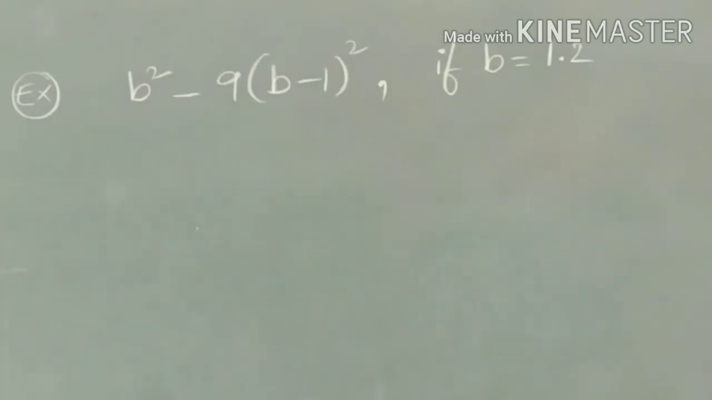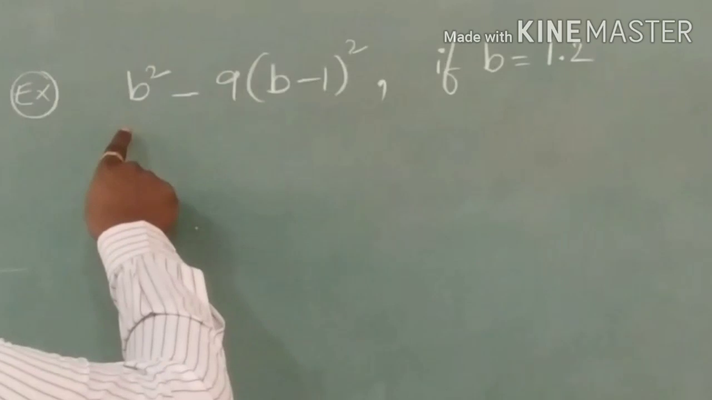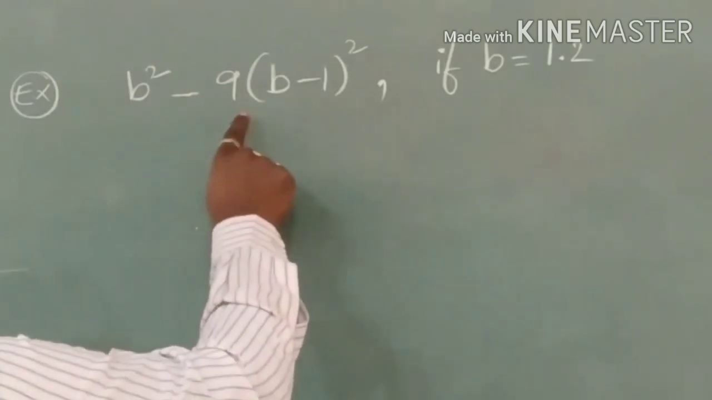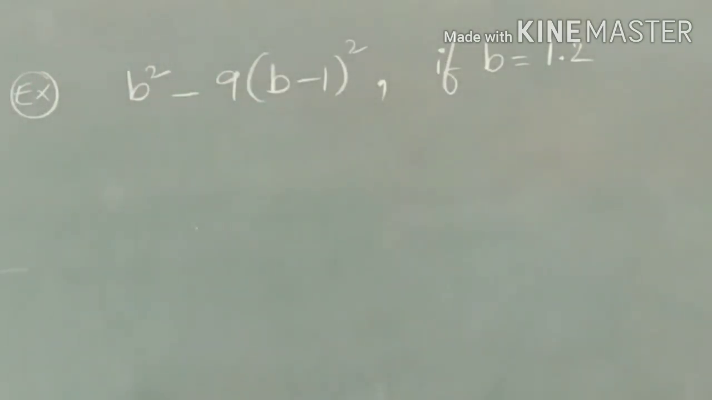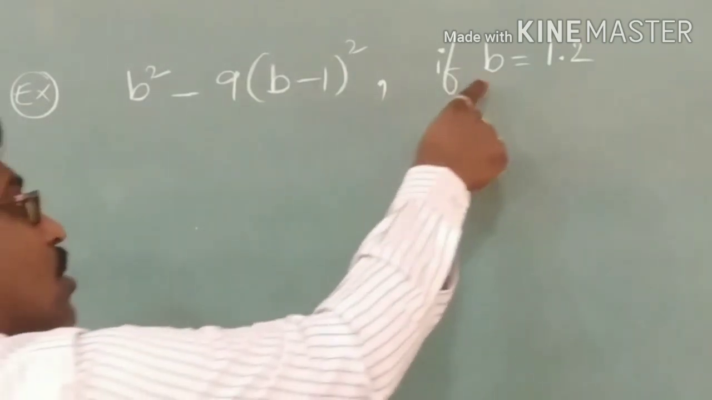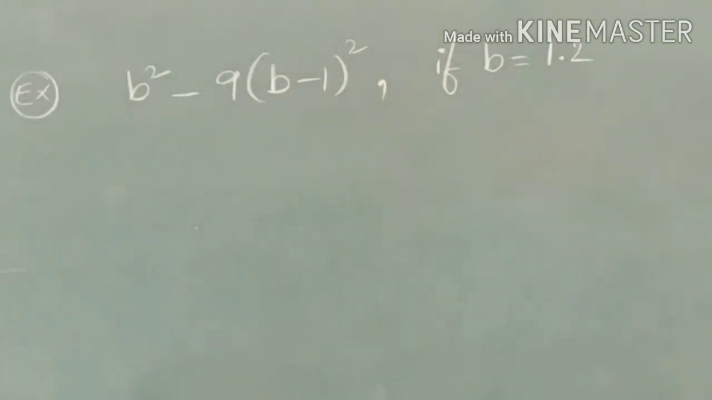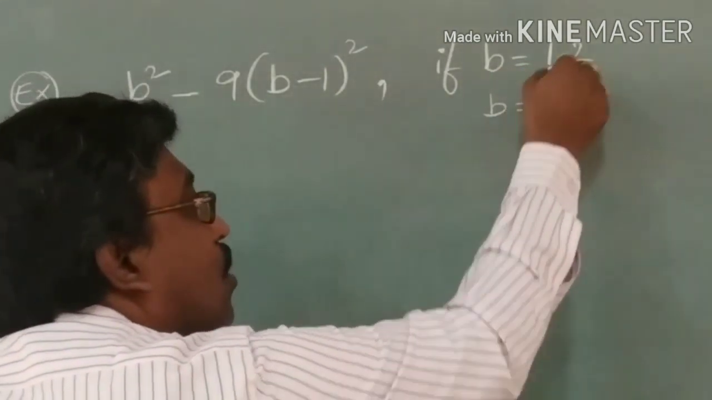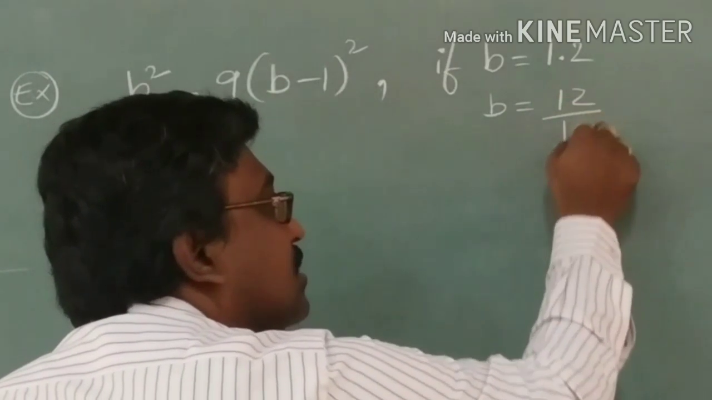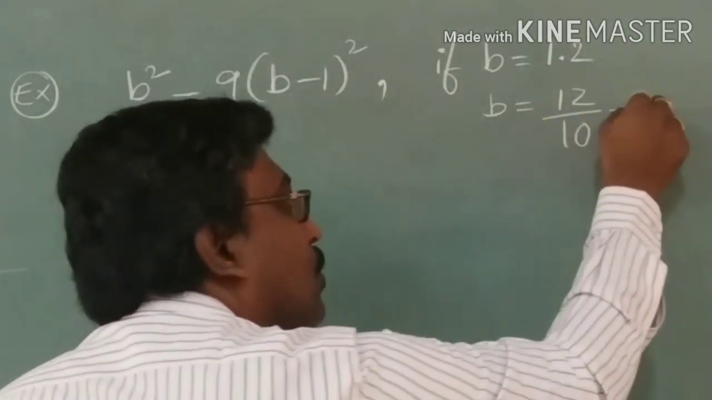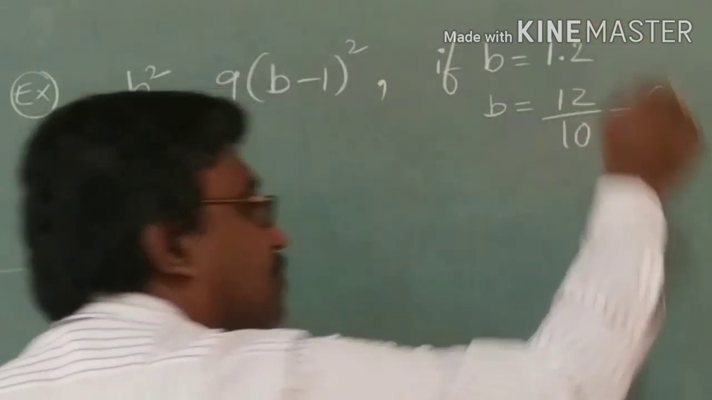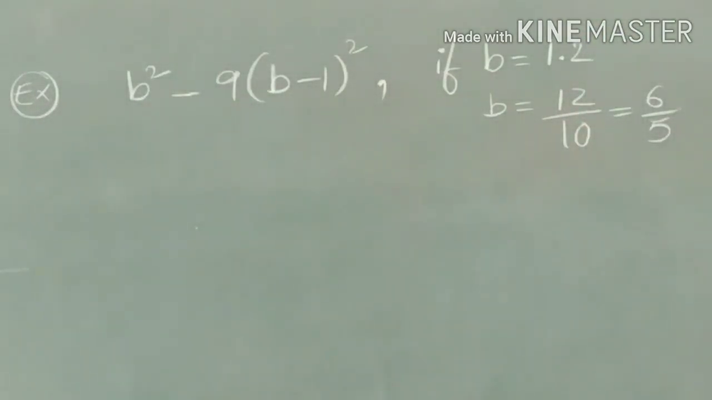Now we'll solve one more example, children. Here: b square minus 9 into b minus 1 whole square. We need to solve, provided b is equal to 1.2. What is the b value? 1.2. First let me simplify the b value. 1.2 can be written as 12 by 10. If I cancel by the 2 table, 6 by 5. So what is the b value? I got 6 by 5.